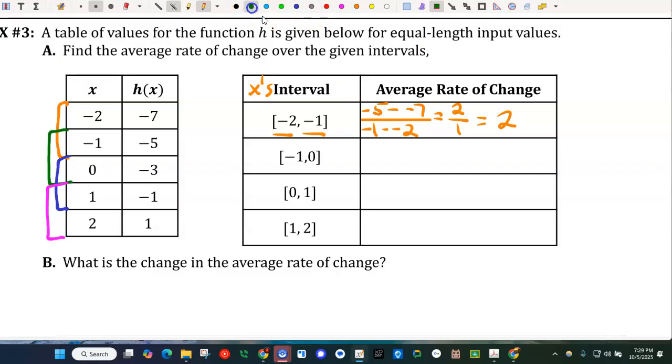And then repeat the process. These are the x values, so it's 0 minus negative 1. So I'm going to have negative 3 minus the y value that goes with negative 1, which is negative 5. So we have 2 over 1 again. Notice how they're the same.